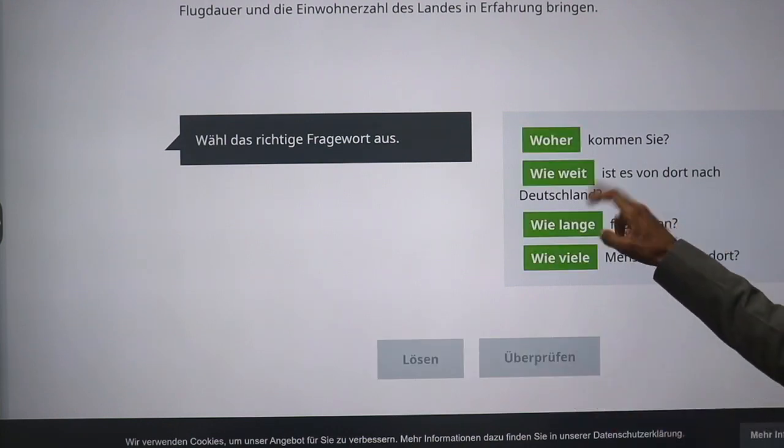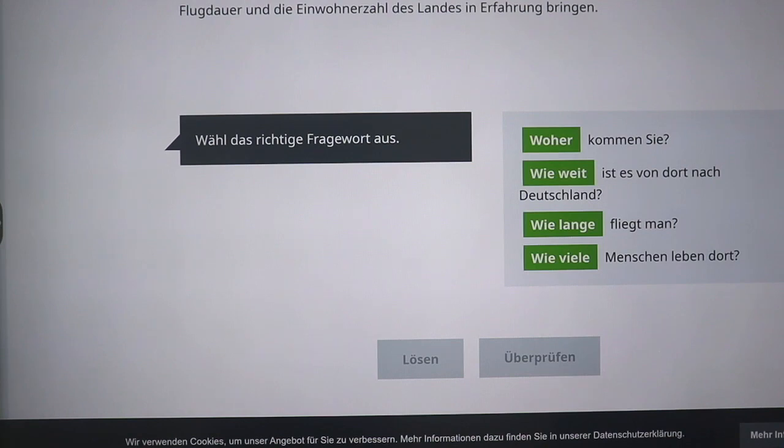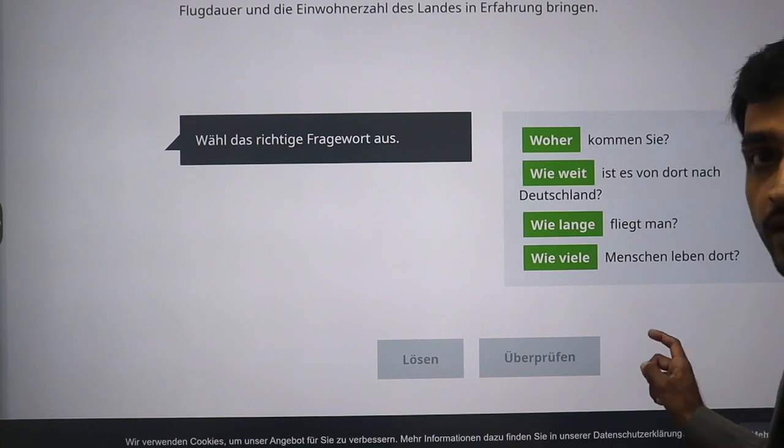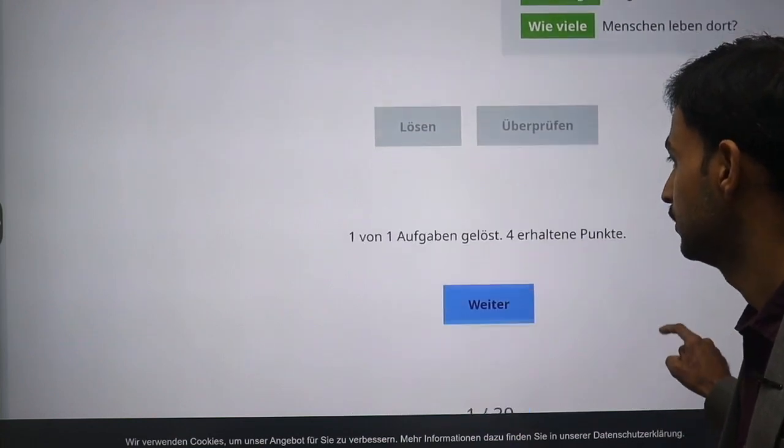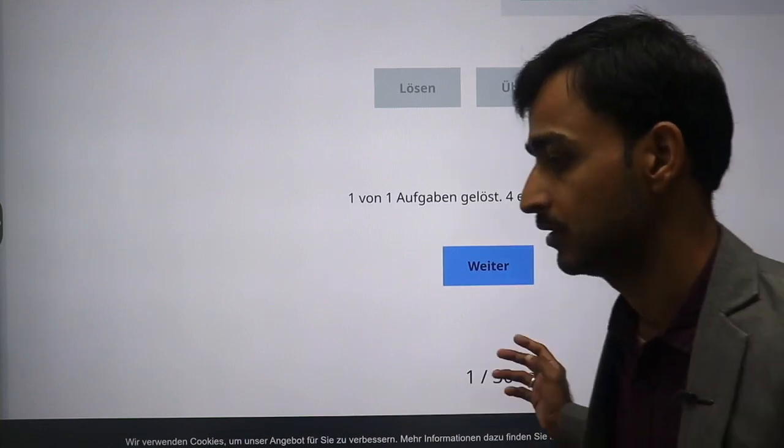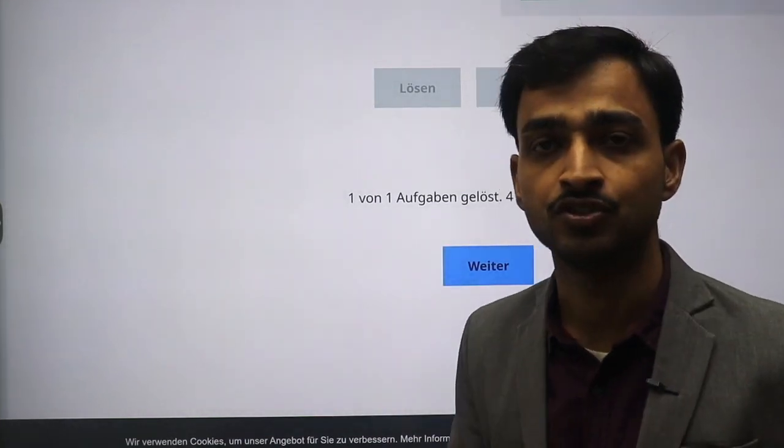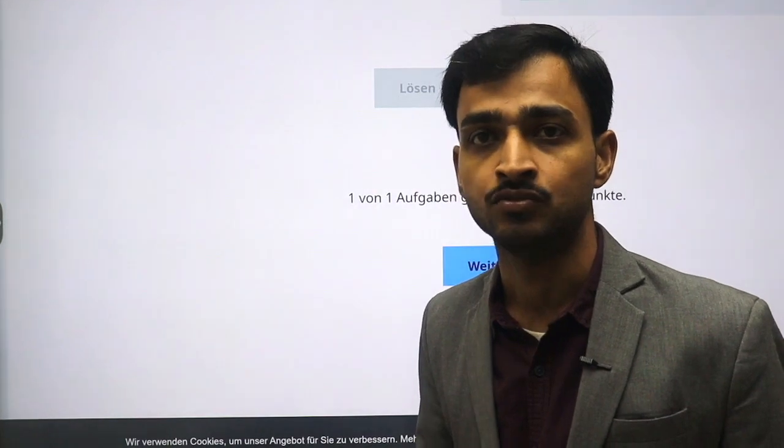"Woher kommen Sie? Wie weit ist es von dort nach Deutschland? Wie lange fliegt man? Wie viele Menschen leben dort?" So that's our answer. We have seen the correct answers. Then weiter, if you want to move further, there are 30 questions. You can check your German, you can check your skills. So this was the first website.